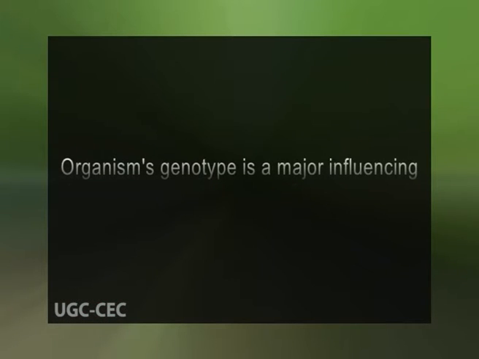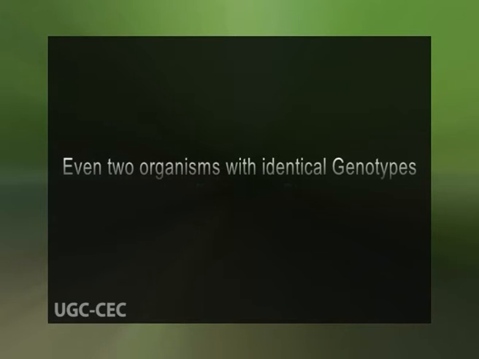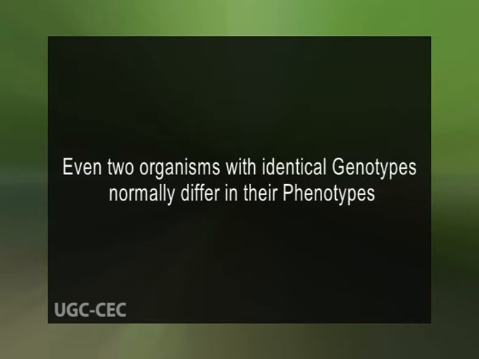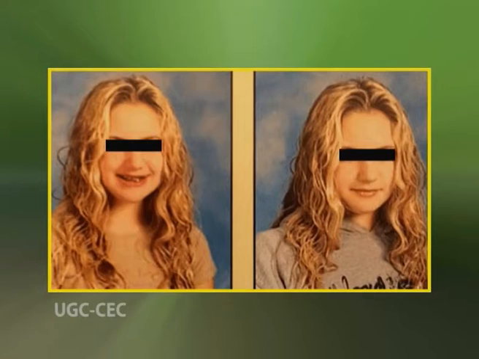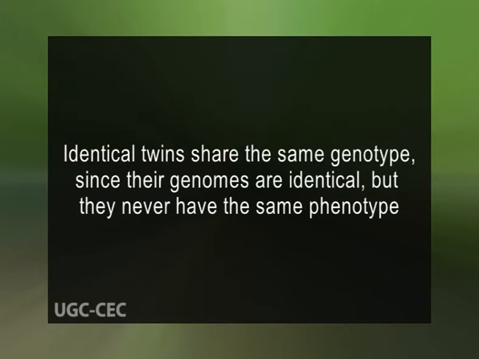Similar genotypic changes may result in similar phenotypic alterations even across a wide range of species. An organism's genotype is a major influencing factor in the development of its phenotype, but it is not the only one. Even two organisms with identical genotypes normally differ in their phenotypes. One experiences this in everyday life with monozygous twins. Identical twins share the same genotype, since their genomes are identical, but they never have the same phenotype, although their phenotypes may be very similar.